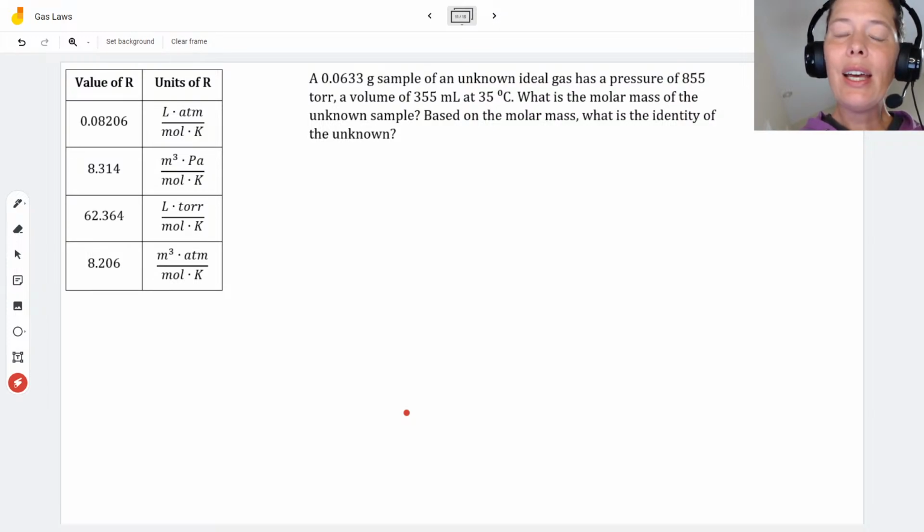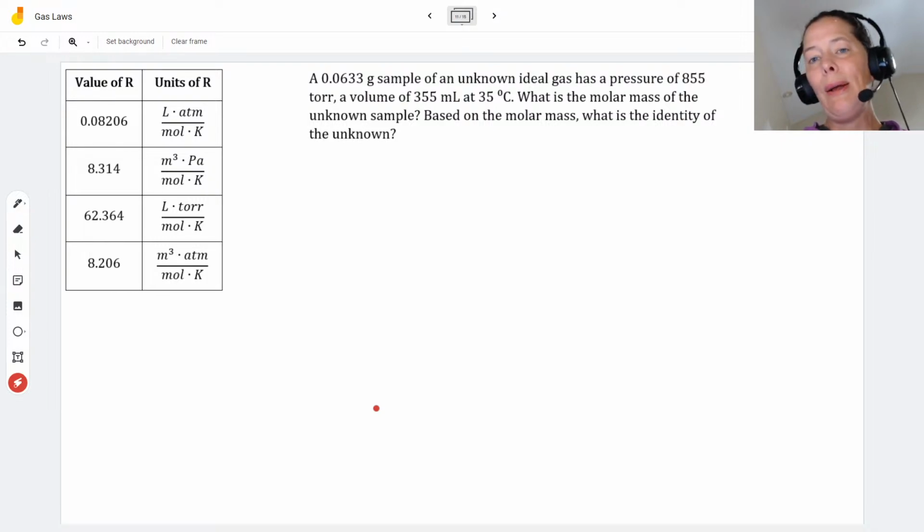All right. A 0.063 gram sample of unknown ideal gas has a pressure of 855 torr, a volume of 355 milliliters, and we are at 35 degrees Celsius. What is the molar mass of the unknown sample? And based on the molar mass, what is the identity of the unknown?